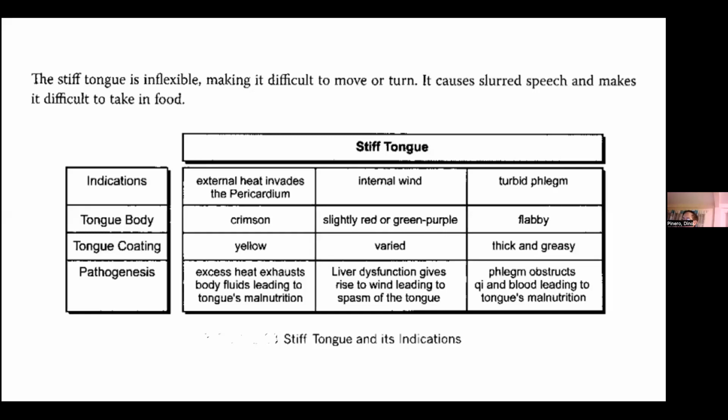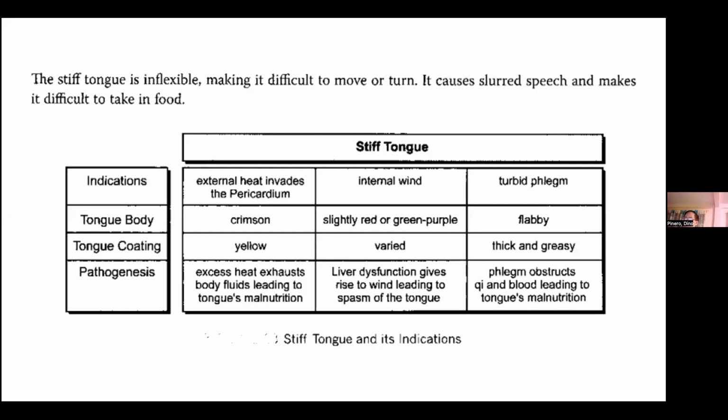Sa turbid phlegm naman, ang tongue body is flabby. Pag tongue coating, thick and greasy. Pathogenesis, there is phlegm obstructing qi and blood leading to tongue malnutrition. Okay?